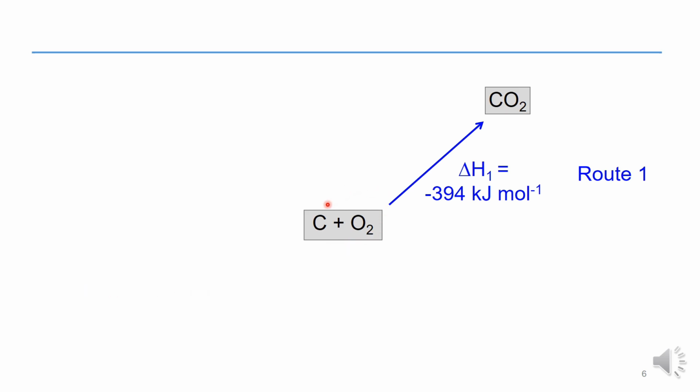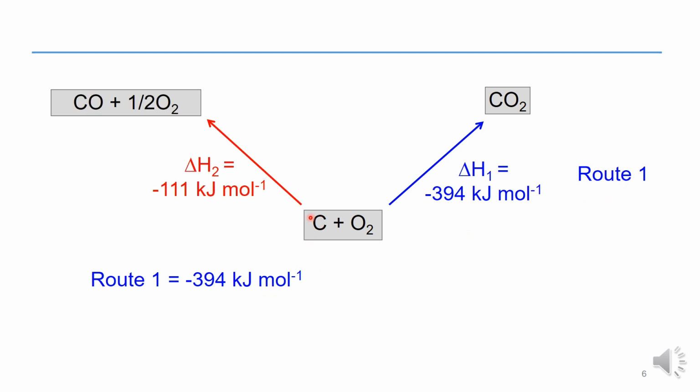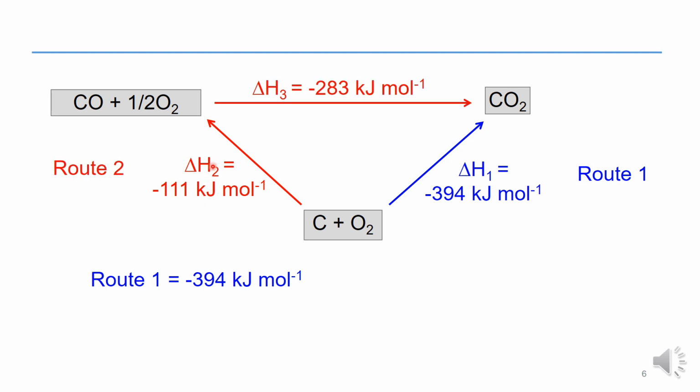So this is the first equation, which is carbon plus oxygen that produces carbon dioxide. The delta H1 given is negative 394 kJ per mole. We assume that this is route 1. Then this is the second equation, which is carbon plus oxygen producing carbon monoxide. So delta H2 is equal to negative 11 kJ per mole.